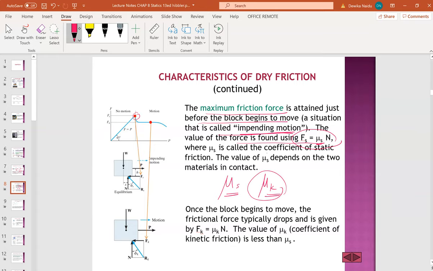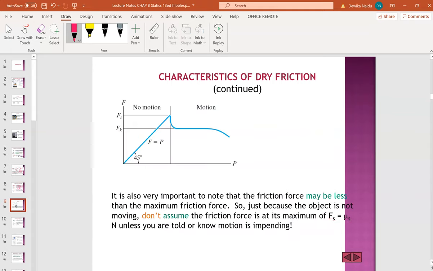Mu s is static friction, and it depends strongly on the materials that are in contact. Once it is in motion, you can see it is Fk.